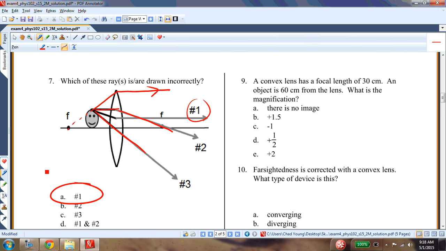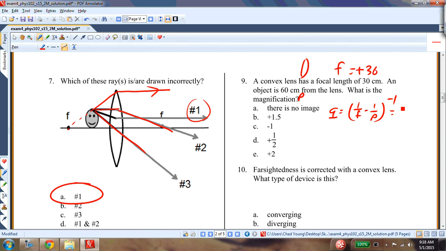A convex lens has a focal length of 30 centimeters. Since it's convex, it looks like this. This is positive 30, that's F. An object is 60 centimeters from the lens. What is the magnification? Well, Q is (1/F − 1/P)^-1.